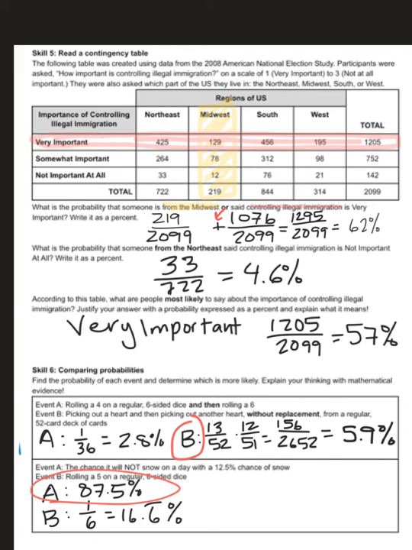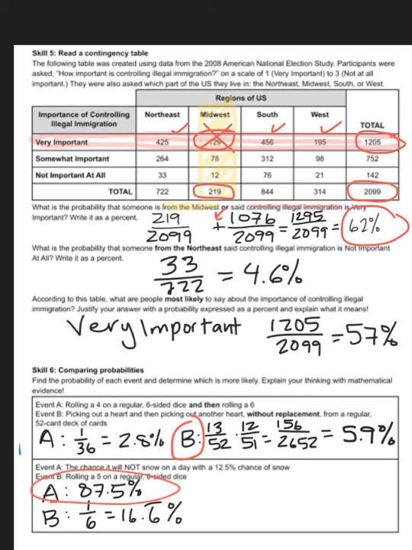We chose everyone from the Midwest. That's where we get our 219 out of everyone who answered the survey. That was 2,099. Now this number, 1,076, I took the total of everyone who said controlling illegal immigration is very important, and then I subtracted these 129 people because I'd already counted them in that 219. I could have also just added up this one, and this one, and you get 1076. And then, of course, I converted it into a percent because that fraction doesn't mean very much to me.